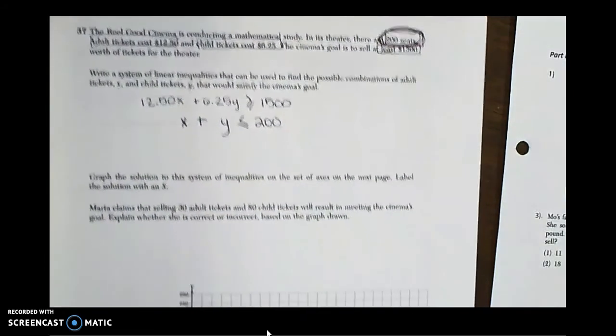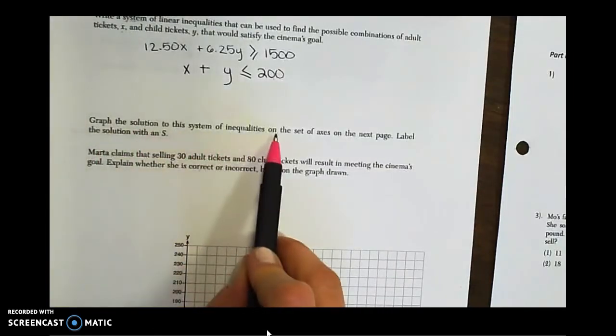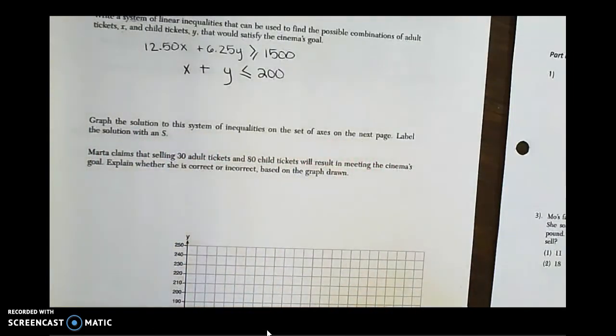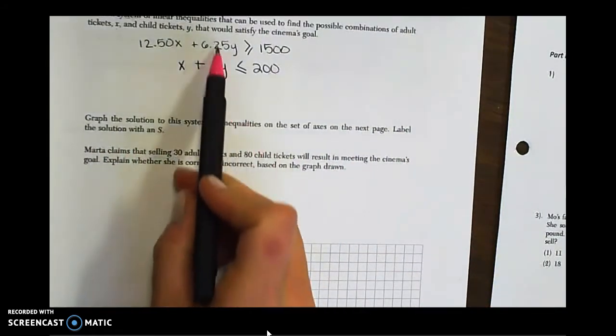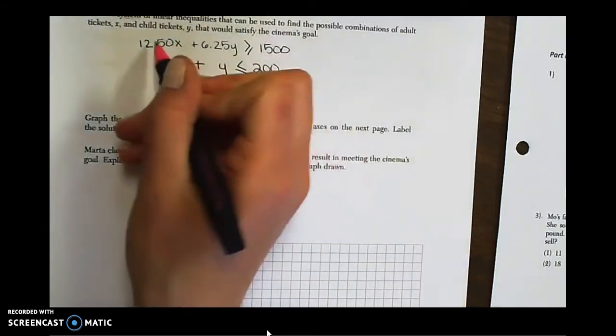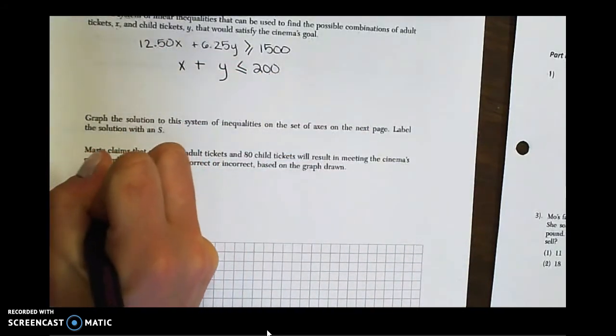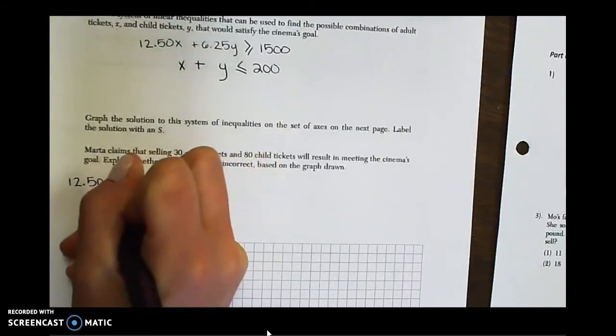All right, next, part 2. Graph the solution to the system of inequalities on the set of axes on the next page, which we actually have it below. Label the solution with an S. So now we want to graph both of these on the graph below. In order to graph them, I have to have them in slope-intercept form. So I'm going to make both of these y equals, or y alone.